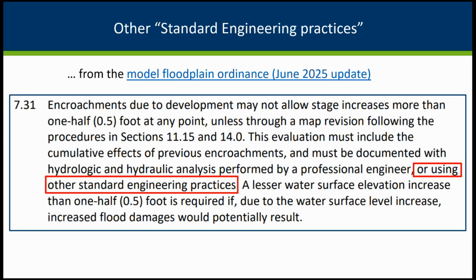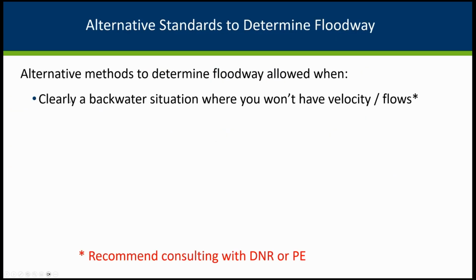So as Ceil kind of mentioned, there are some cases where you don't need to perform a full H&H analysis to determine whether something is in the floodway or the flood fringe. And in those cases, you can use other standard engineering practices. So we'll talk about a few of those now. So one example is if you have a situation where a site is clearly backwater that does not have any velocity or flows and it's just storage. In those cases, you can say, yes, this is definitely the flood fringe. It is not the floodway.